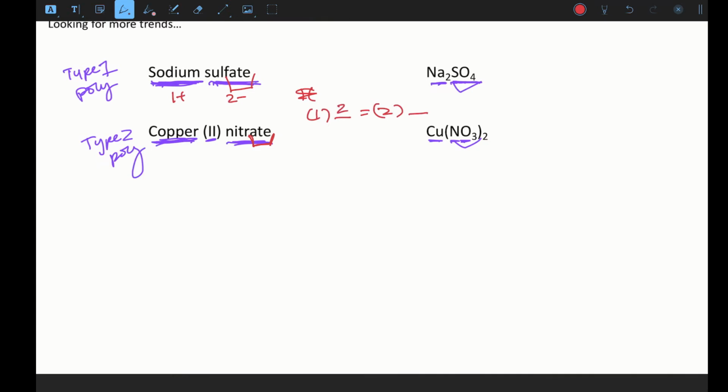We would need 2 of those sodiums to give us the same magnitude as 1 sulfate, right? And note, that's why we have the 2 there, right?